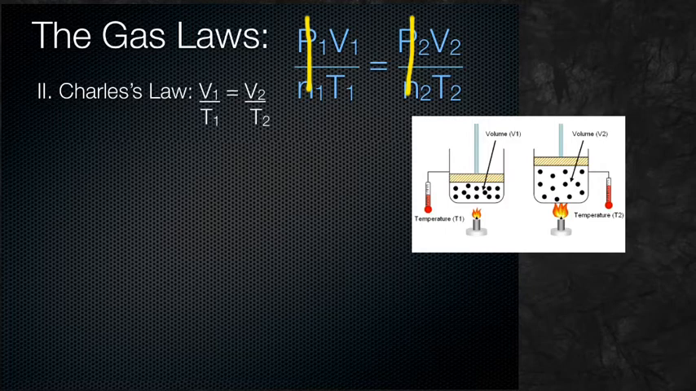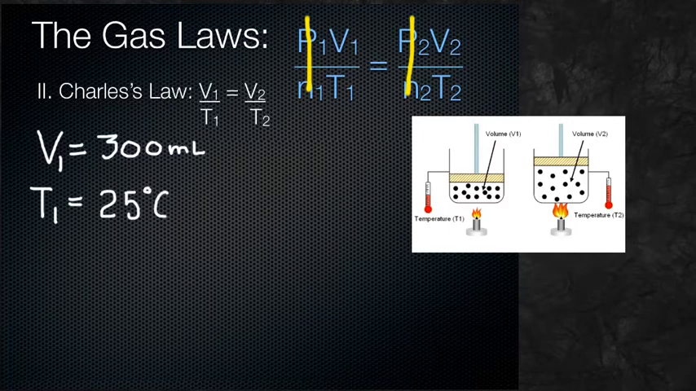All right, so let's take a look at a sample problem. Suppose you have a gas which occupies a volume of about 300 milliliters. It's at 25 degrees, which is about room temperature. And maybe you put it into a beaker of some boiling water, which is at 100 degrees. And the question is, all right, what's the new volume going to be?